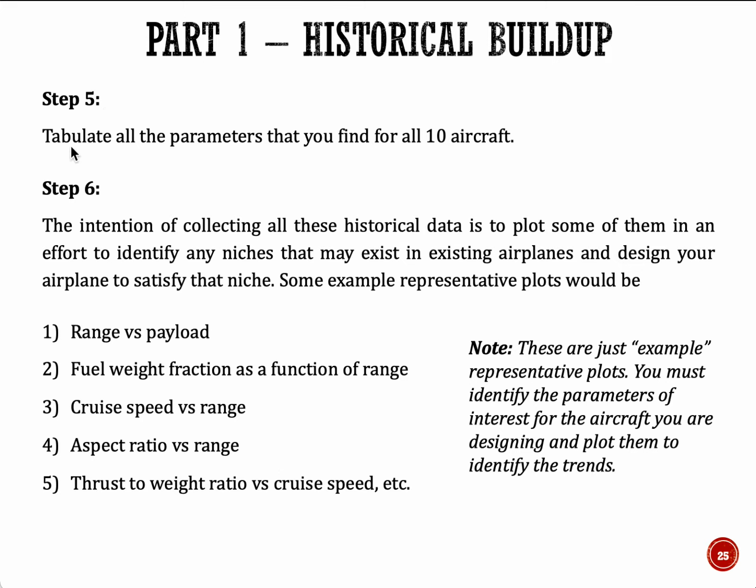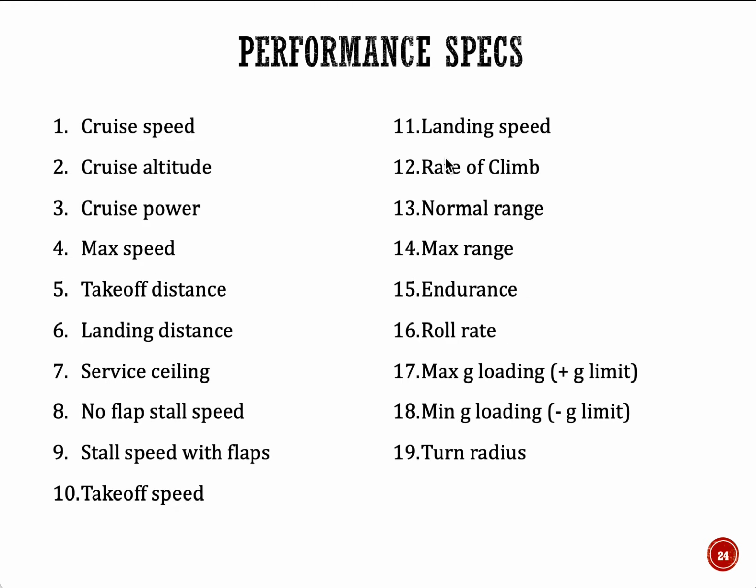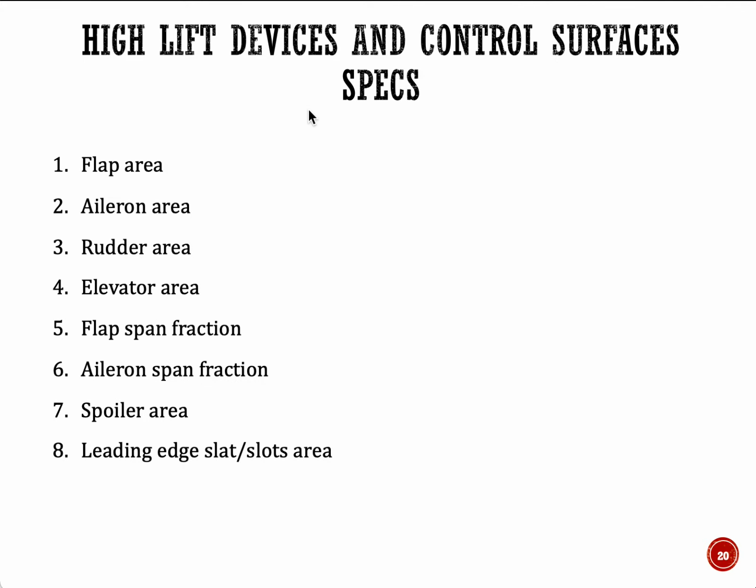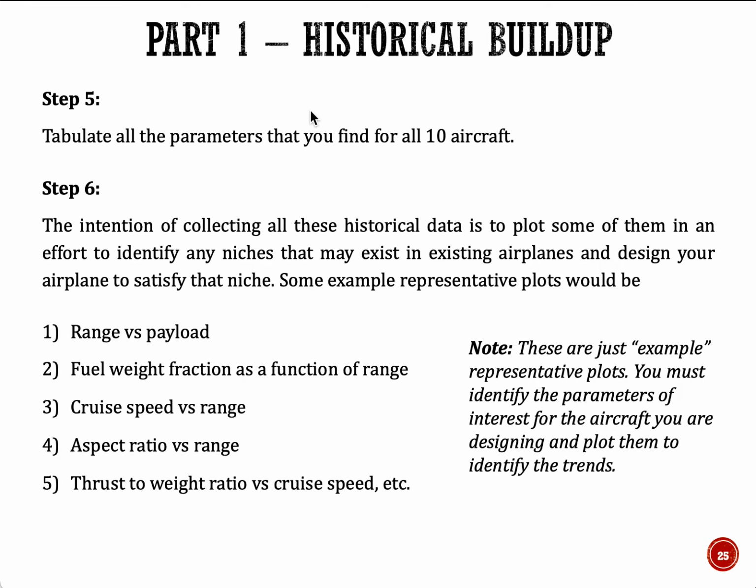All right. So the next step after you collect all the data is to tabulate the parameters you find in good tables for all 10 aircraft. You can have tables for performance, for fuselage, for propulsion, mass, high-lift devices, and aerodynamics. Right. So you get, like, 5 or 6 tables there with all the parameters listed. That allows you to see the data as well as allows you to plot it pretty easily too, which is basically the next step.